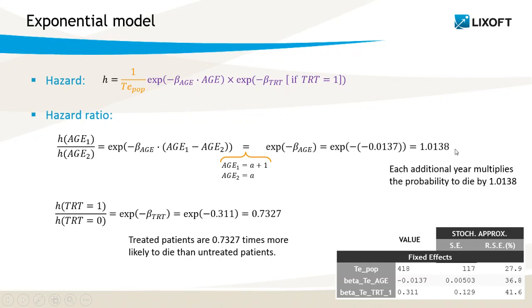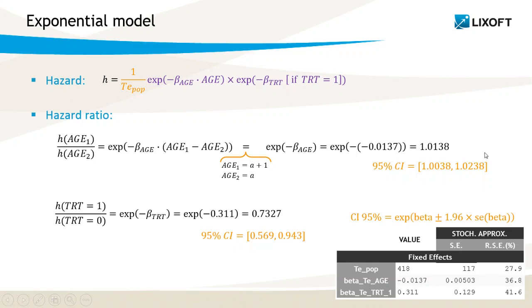And from this, I can state that each additional year multiplies the probability to die by 1.0138. And similarly, for the treatment, I can calculate the hazard ratio and conclude that treated patients are 0.7327 times as likely to die as untreated patients. As this is below 1, it means that actually treated patients are less likely to die. I can also calculate the corresponding confidence intervals using this formula here that uses the estimated beta value and the standard error reported by Monolix.